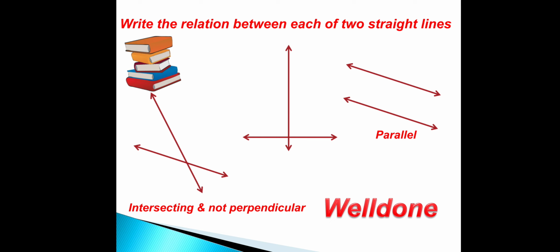They are two parallel lines because they don't meet in any point. This line is parallel to this line. Intersecting and perpendicular. They intersect in one point and make four perfect right angles.